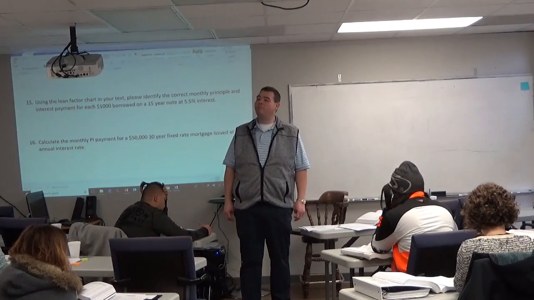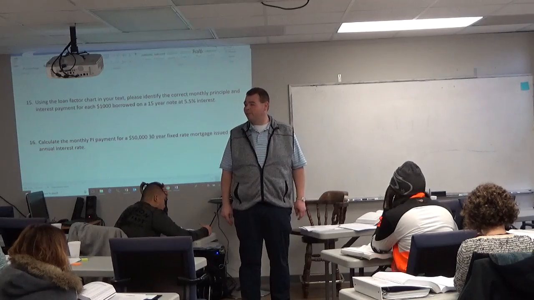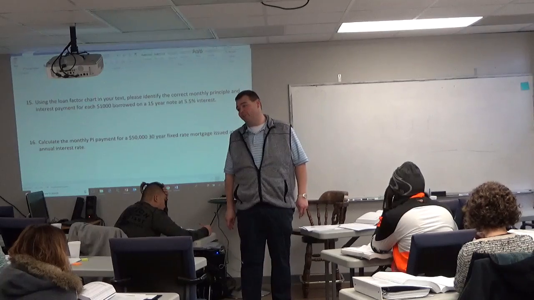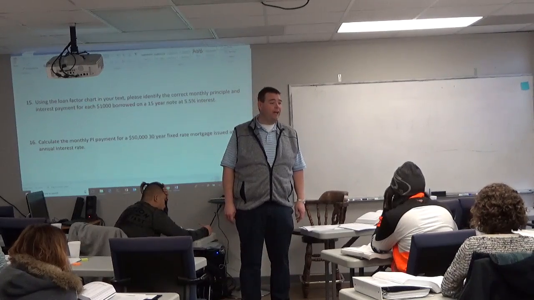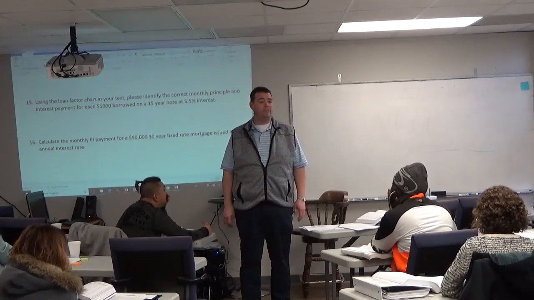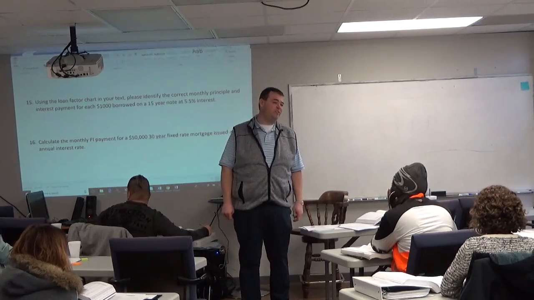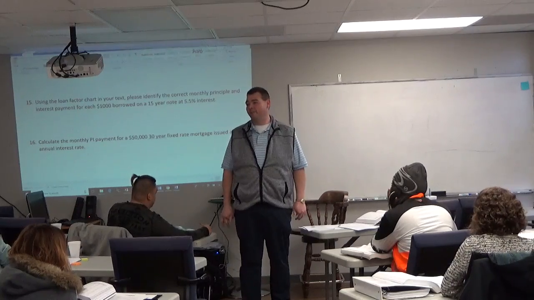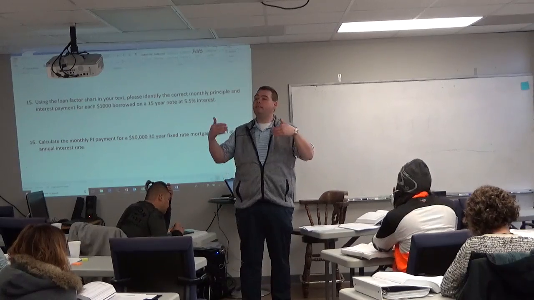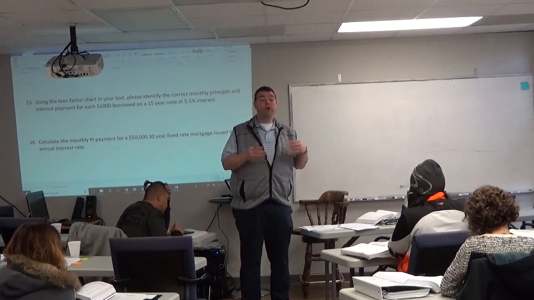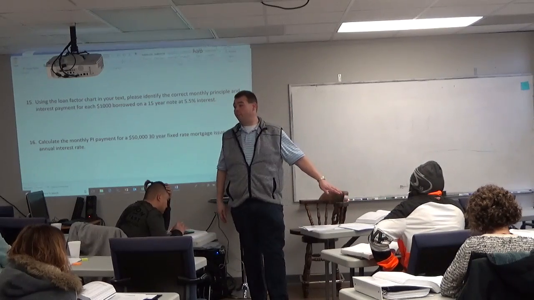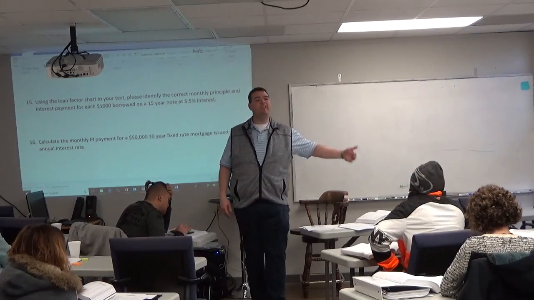$4.78. So if I borrow $2,000, what do I do with that number? Multiply by 2. If I borrow $5,000, what would I do with that number? Multiply by 5. If I borrowed $50,000? Multiply by 50. If I borrowed $250,000, what would I do with that number? Multiply by 250. It is a payment for every $1,000 I borrow. So all I need to do is find the loan factor and then multiply times the number of thousands.